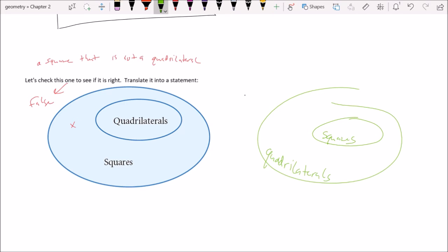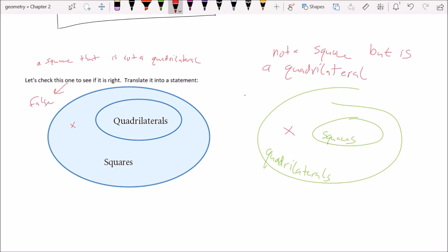And let's go do this exact same test again. I'm going to put an X right here. There's that X. Now that X is outside of the square's bubble. So we're looking for a thing that is not a square, but it's inside quadrilaterals, but is a quadrilateral. Can you think of any shapes that are not squares, but they are quadrilaterals?